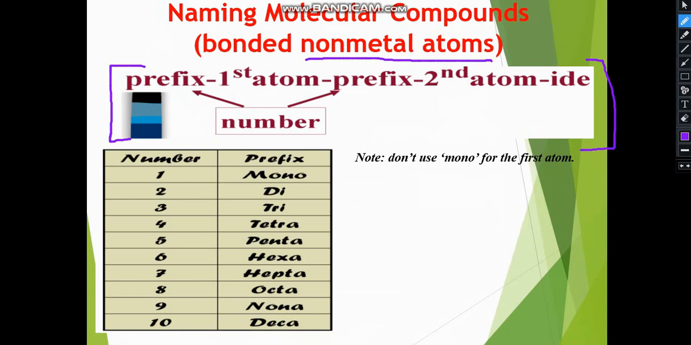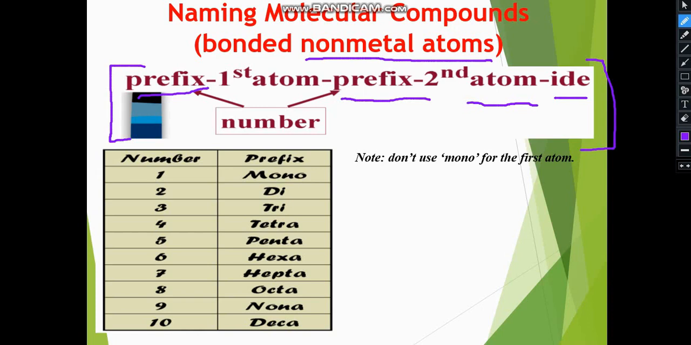So when it comes to naming molecular compounds, you first start with the prefix of the first atom, then followed by the name of that atom. After that, you go to the next atom, you write the prefix of the second atom, then followed by the name of that atom. So the second atom changes its name. You need to add IDE to the second atom.